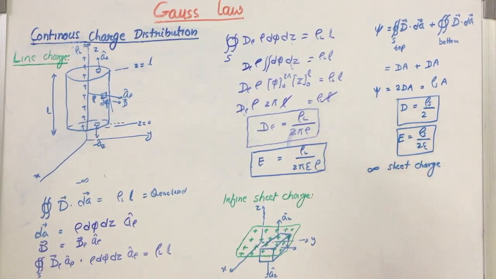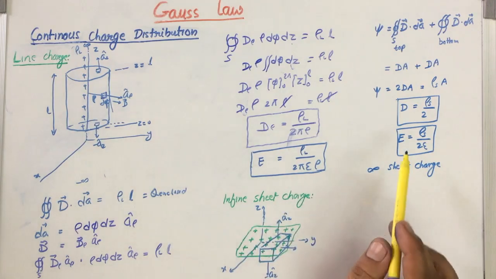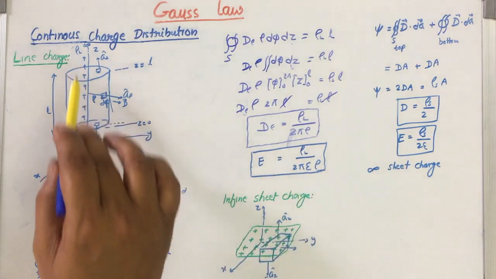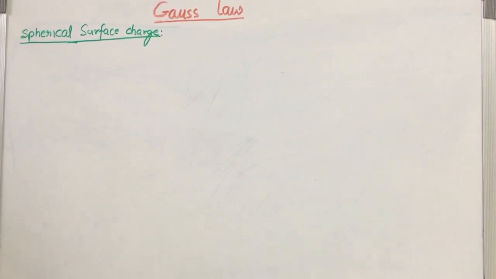These two relations we have already derived in the case of the electric field without using Gauss law. Now we verify with the help of Gauss law the electric field in the case of line charge distribution and infinite sheet charge distribution. Now let us consider the spherical surface charge.